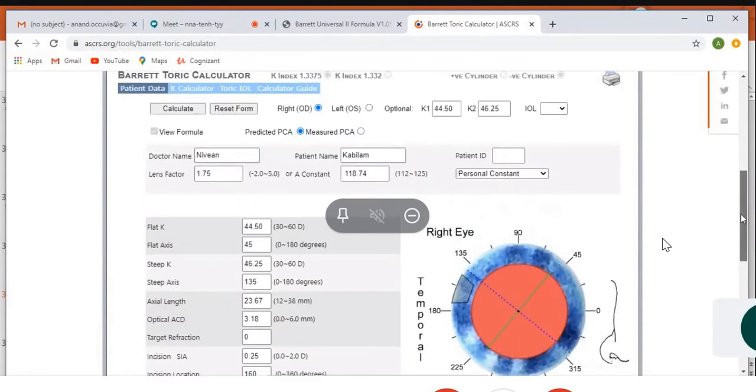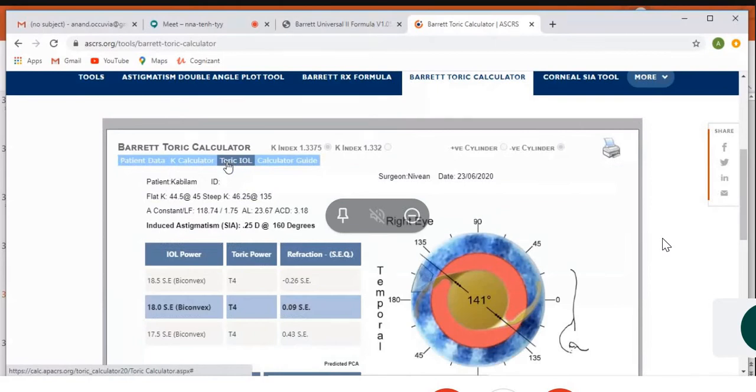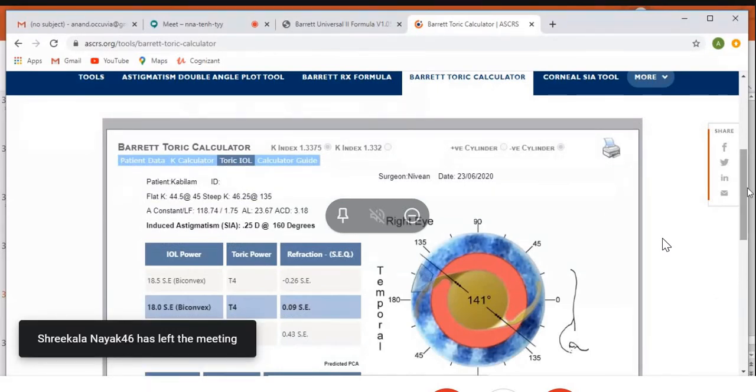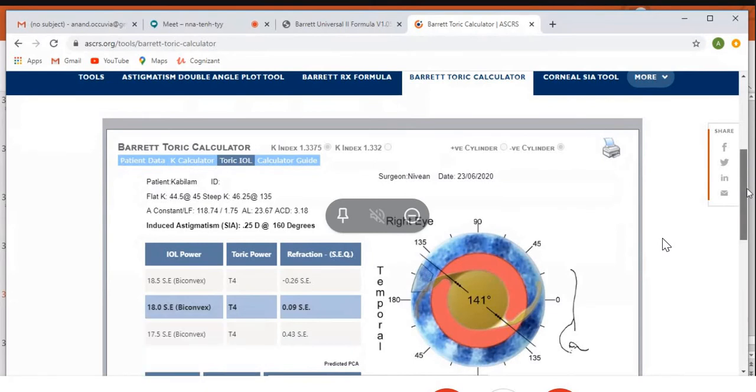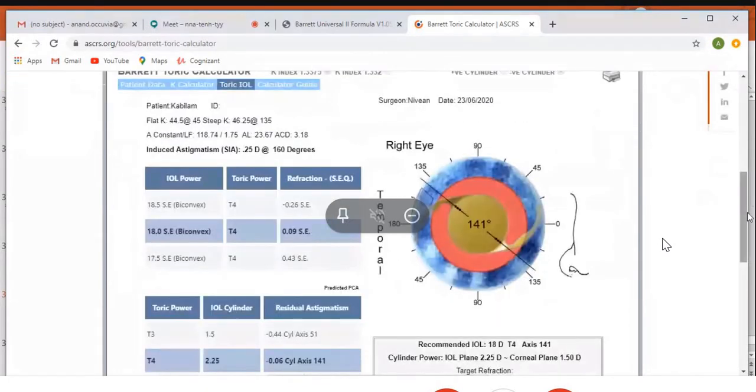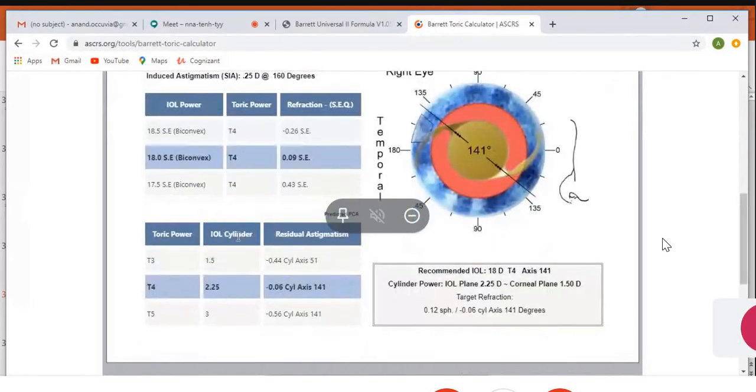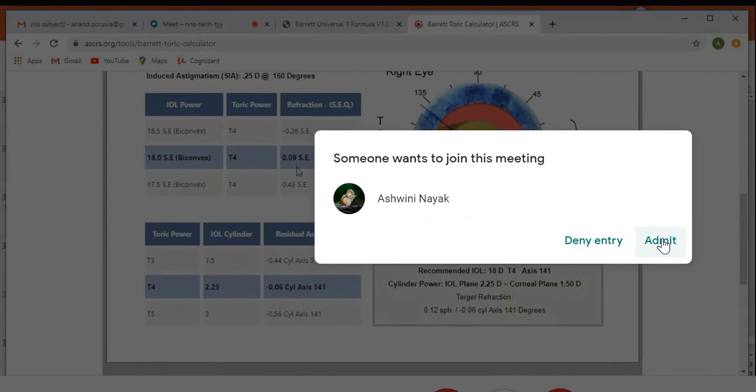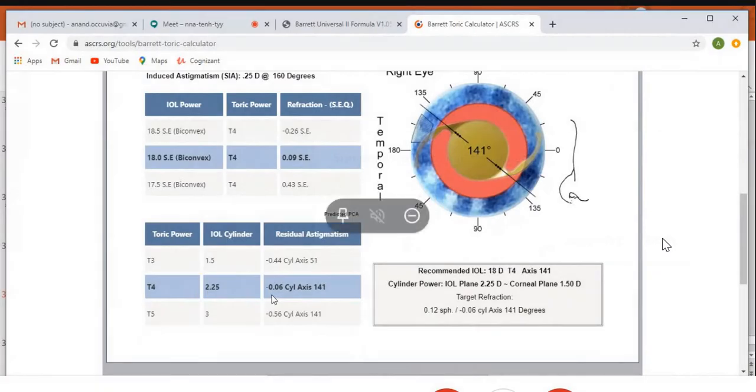So click the toric IOL. It will give us the values like this. Mostly for a toric IOL, they will use the spherical equivalent instead of the sphere value. So here this is the spherical equivalent value, 18. The 18 is the sphere value, and the cylindrical value will be 2.25. For the sphere, it will give a post-operative refraction of 0.09. Cylinder of 2.25 will give 0.06 cylinder at 141 axis. So this is the target refraction after the surgery, and this is the IOL plane, and you want to place the IOL at 141 degrees.